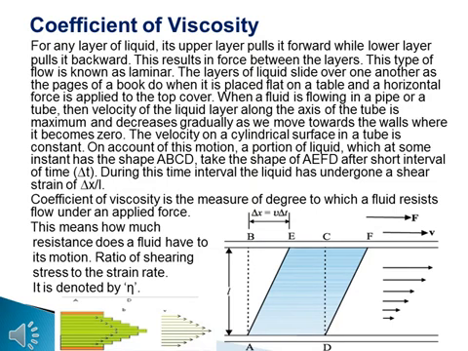It is the measure of the degree to which a fluid resists flow under an applied force. This means how much resistance a fluid has to its motion. It is the ratio of shearing stress to the strain rate, which is denoted by eta.